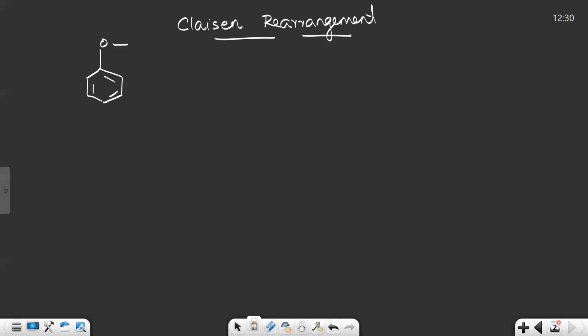with oxygen. Now we need an allyl group, so it is CH2, CH, double bond, CH2. Here, this carbon atom is an sp3 hybridized carbon, and the oxygen is also sp3 hybridized. After this sp3 hybridized allyl carbon there is a double bond. Then after the oxygen atom, which is sp3, there is a double bond on the benzene ring. So there is a chance for a 3,3 sigmatropic rearrangement.